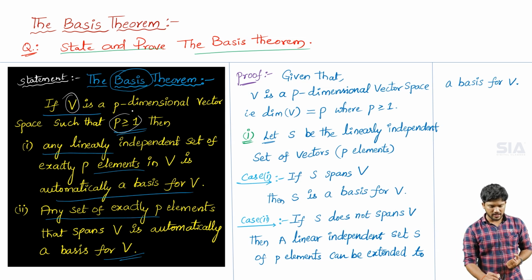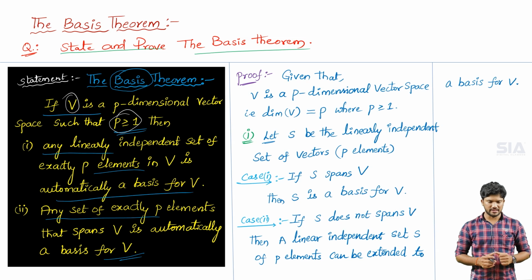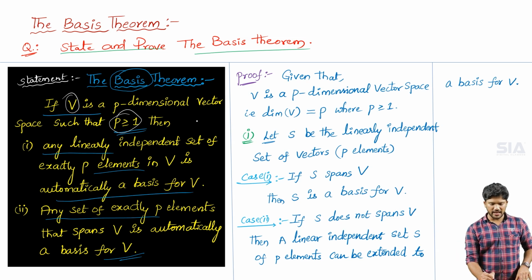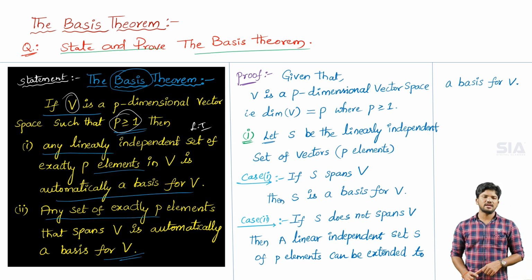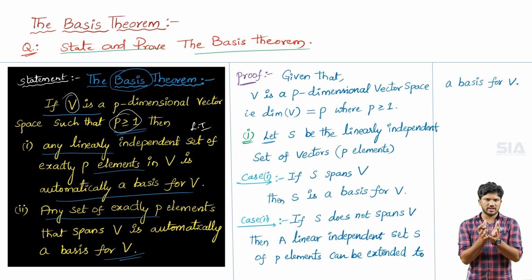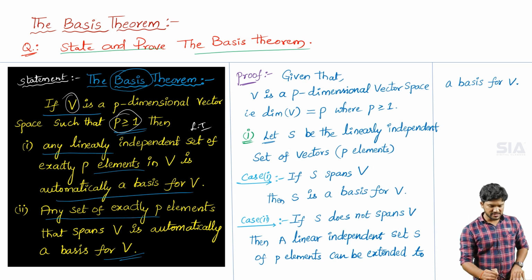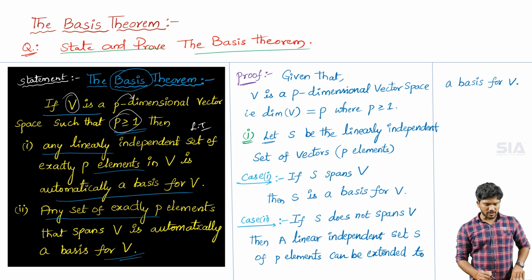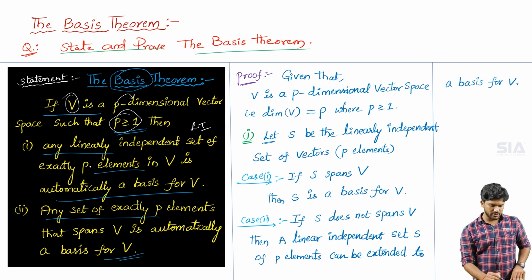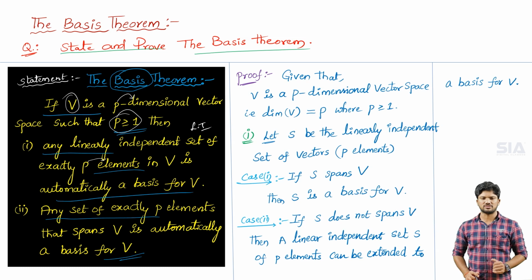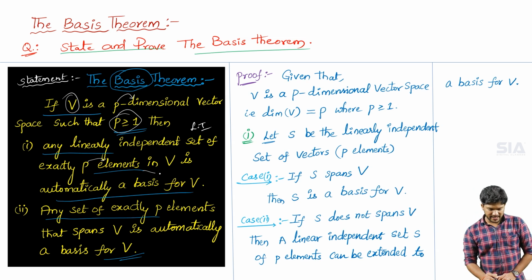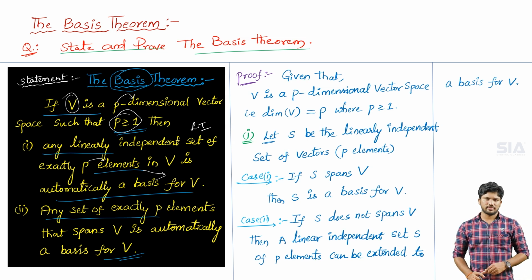Now, in a p-dimensional vector space capital V, where p is compulsorily greater than or equal to 1, the first condition is any linearly independent set of exactly p elements. Whenever you take a linearly independent set, the number of vectors in that set depends upon the dimension of the vector space. Here the dimension of the vector space is p, so the number of vectors in the set is also equal to p elements. Elements are nothing but vectors only. Then that set is automatically a basis for capital V.